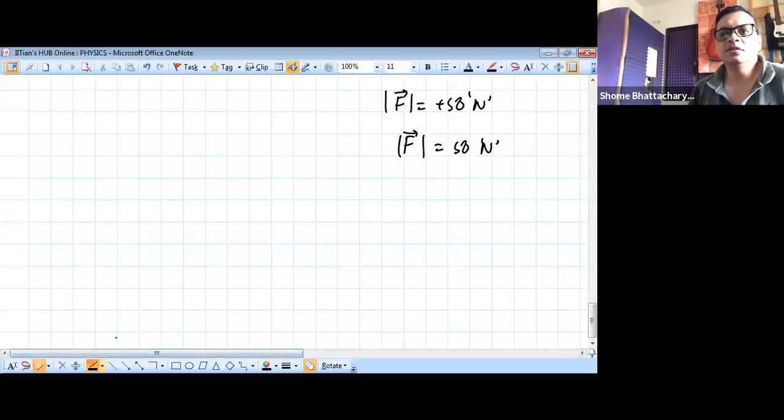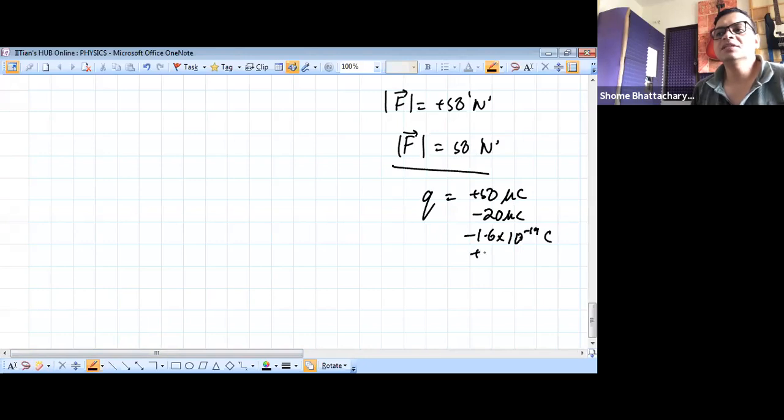Whereas, for example, something like charge is a scalar. It can be 50 microcoulombs, it can be minus 20 microcoulombs, it can be minus 1.6 into 10 raised power minus 19, it can be plus 1.6 into 10 raised power minus 19. So it makes a difference whether the charge is positive or negative. Whereas you cannot have a force which has negative magnitude. You cannot have a force which has positive magnitude. A force can only have a certain amount of magnitude.